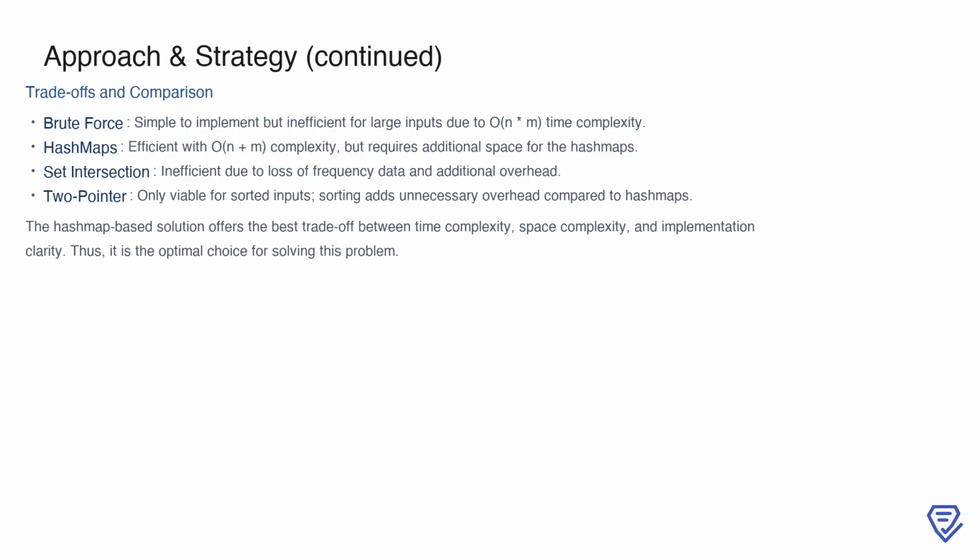Comparing these approaches, the brute force method is simple but inefficient for larger inputs due to its O(n*m) time complexity. The hash map approach is highly efficient, with a time complexity of O(n + m), but it does require additional space to store the hash maps. The set intersection method is less practical because it loses frequency data, and reprocessing adds unnecessary overhead. Lastly, the two-pointer technique is only viable if the input lists are sorted, and the sorting step introduces additional complexity.